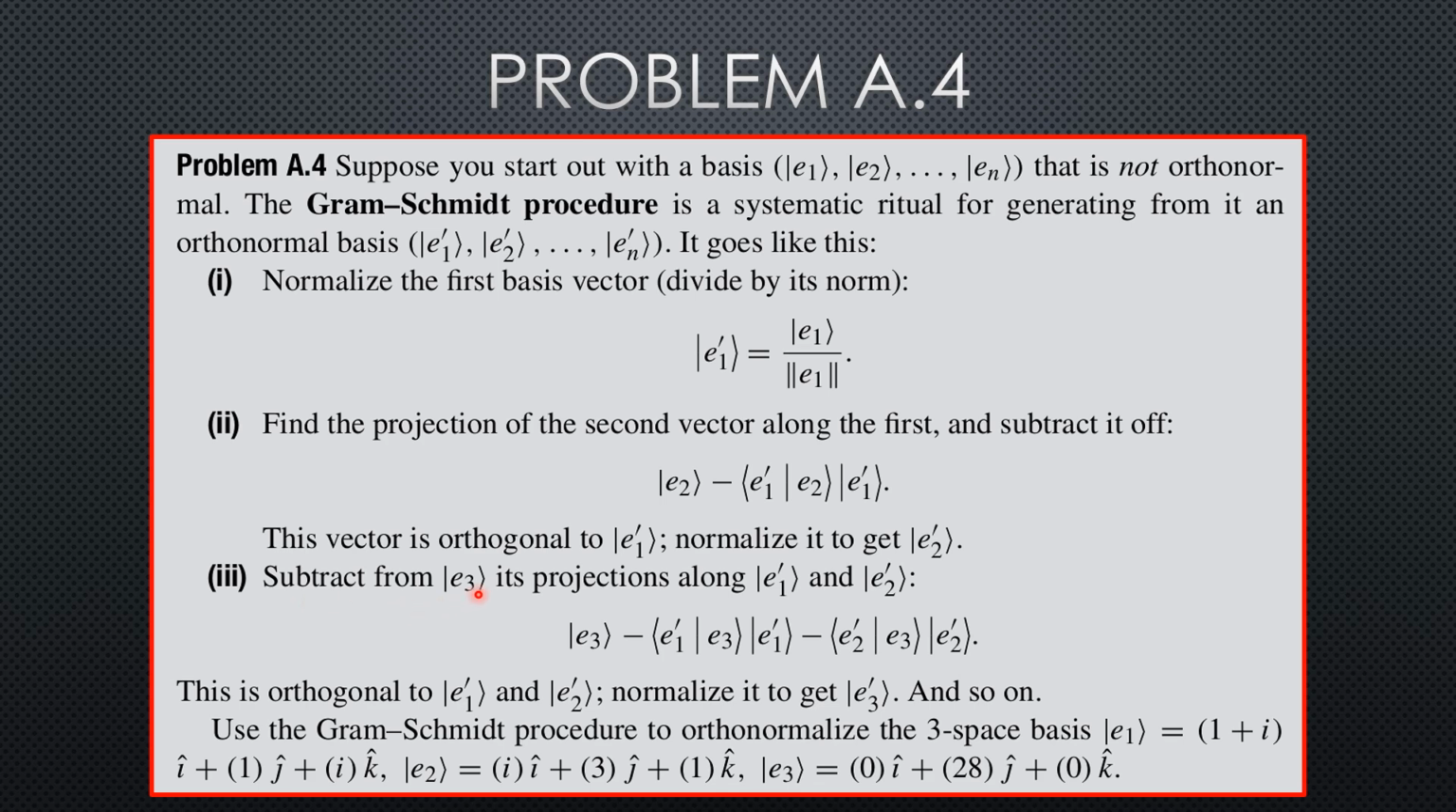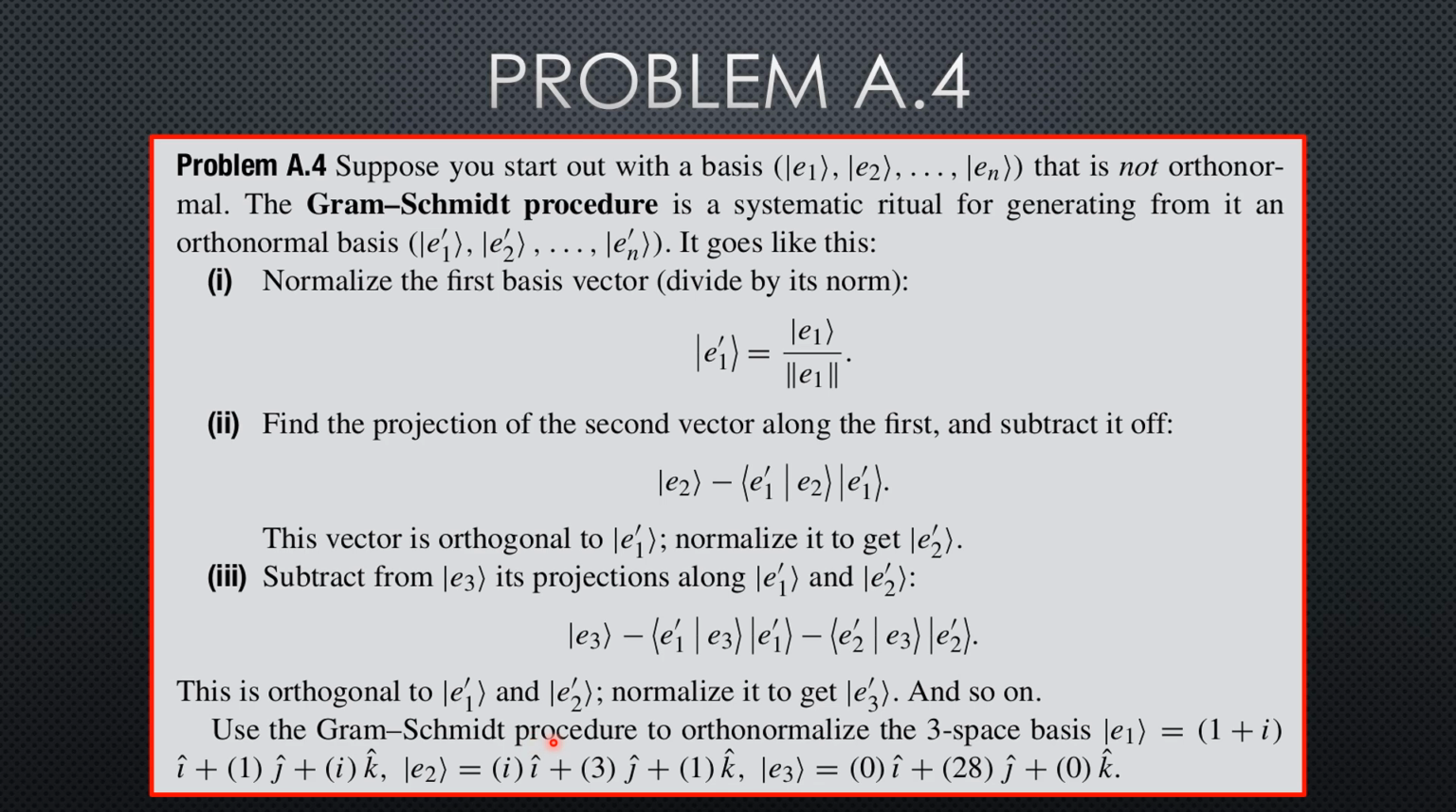Subtract from E3 its projection along E1 and E2. Okay, subtract from that. So we see E1, E2, E3 prime, prime, of course, the new vectors, in the new vector direction. Get rid of them, and you're good to go. This is orthogonal to E1 prime and E2 prime. Normalize it to get E3 prime, the actual vector of interest, and so on.